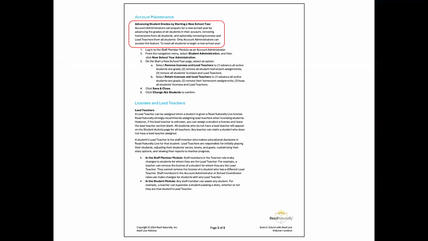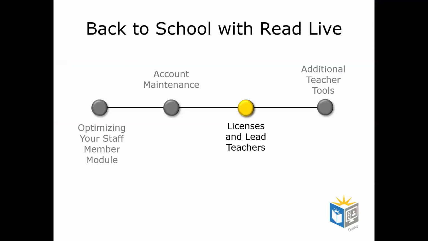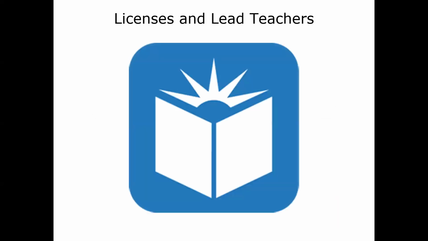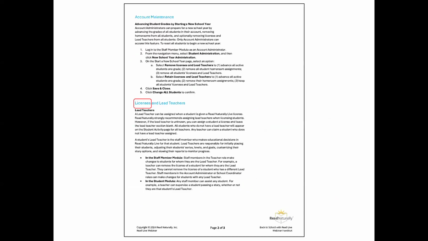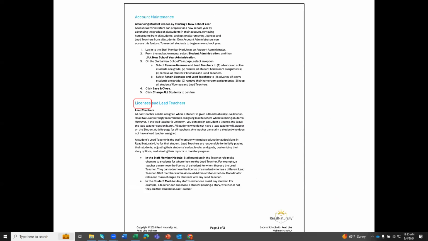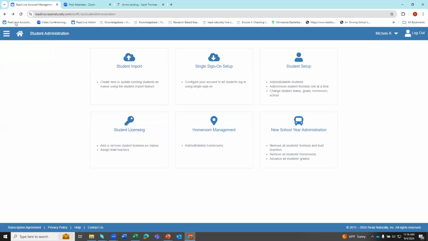So what we're going to talk about now has to do with licenses and lead teachers. There's a couple ways that you can do that mass adjustment that I will show you now, as well as assigning licenses and adding new students, and assigning teachers and adding new students. And assigning lead teachers has a small change for this year, or actually a fairly significant change that I will show you when we get in there.